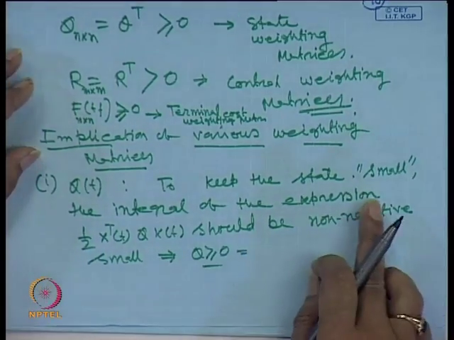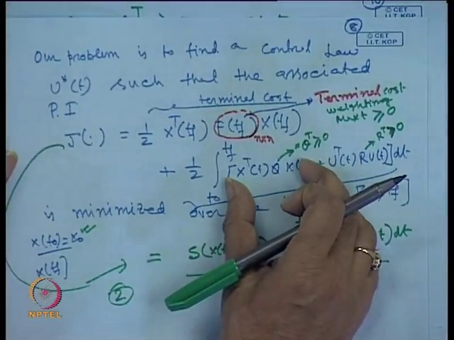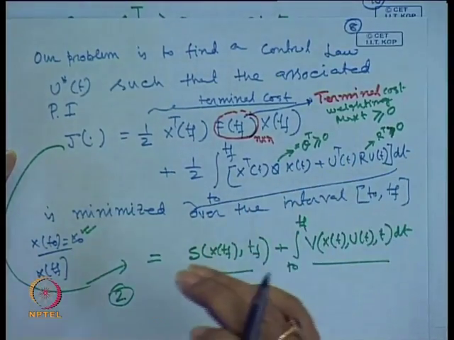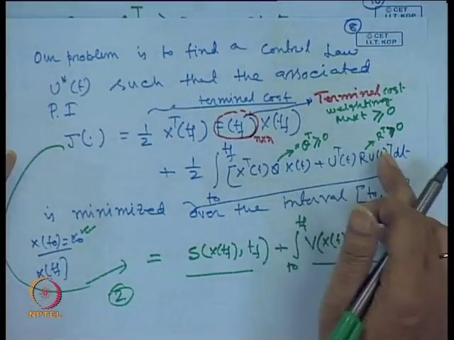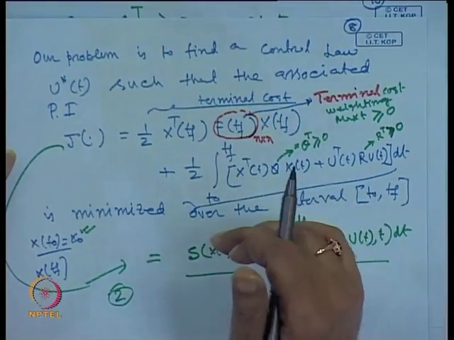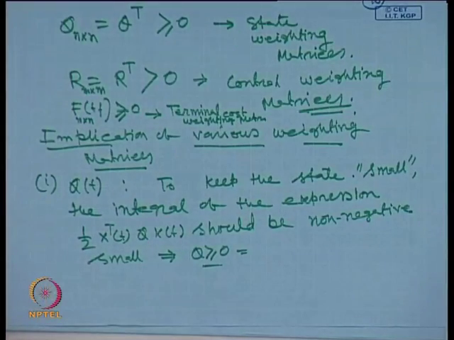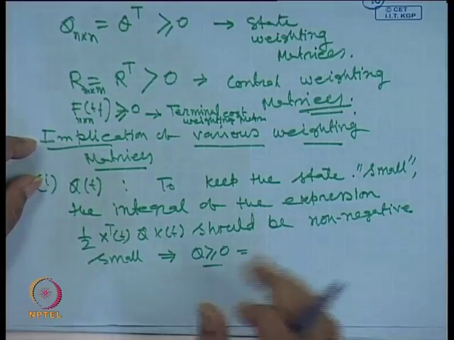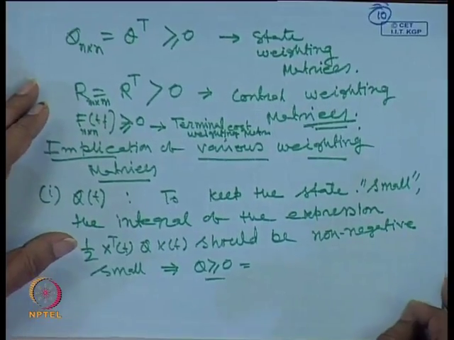So, how can we make it? See this expression, how can we make this Q part small? By giving more control effort to the system, the magnitude of u transpose of t multiplied by u of t should be large, then it will drive the state to a small value. But when you give a large control effort, what will happen? This control effort is not permissible to act on the system because it is a physical system. So, we cannot make it too large.